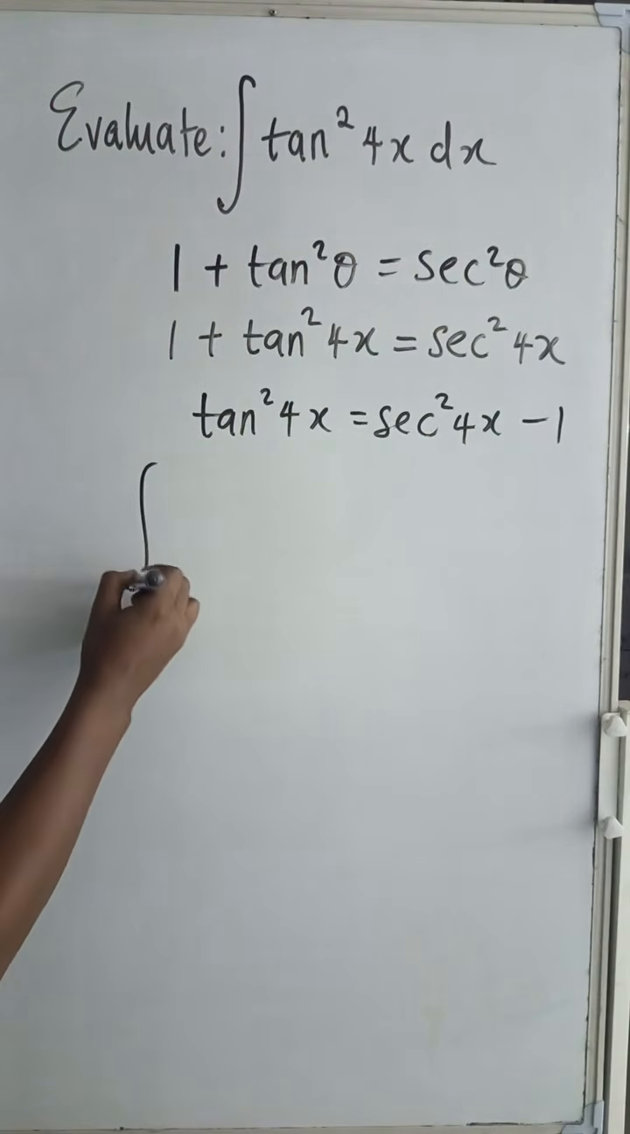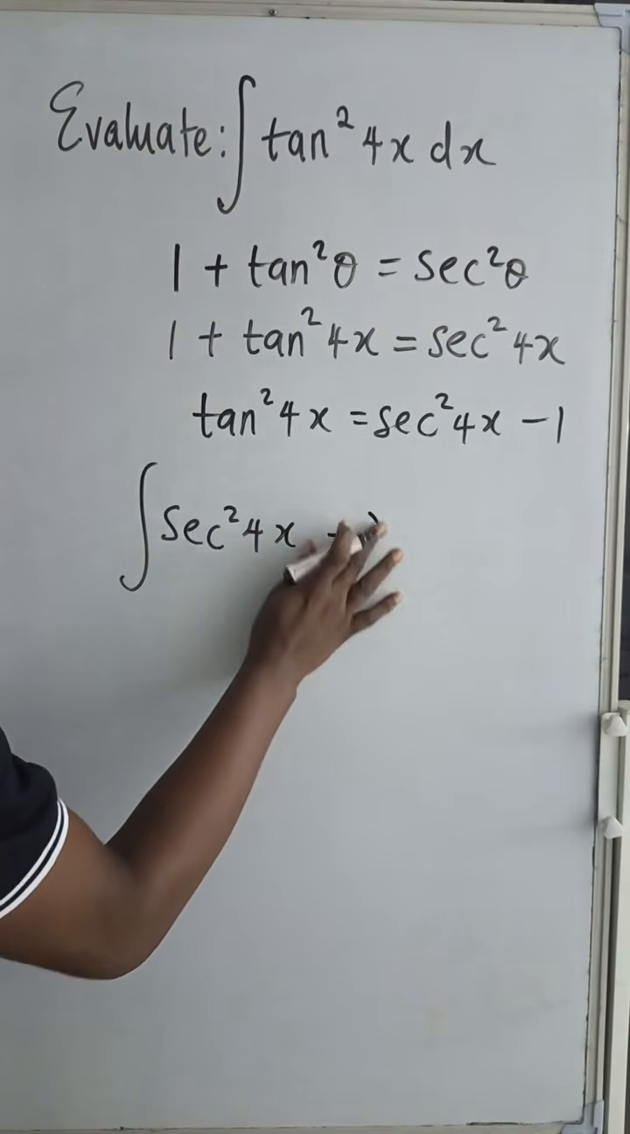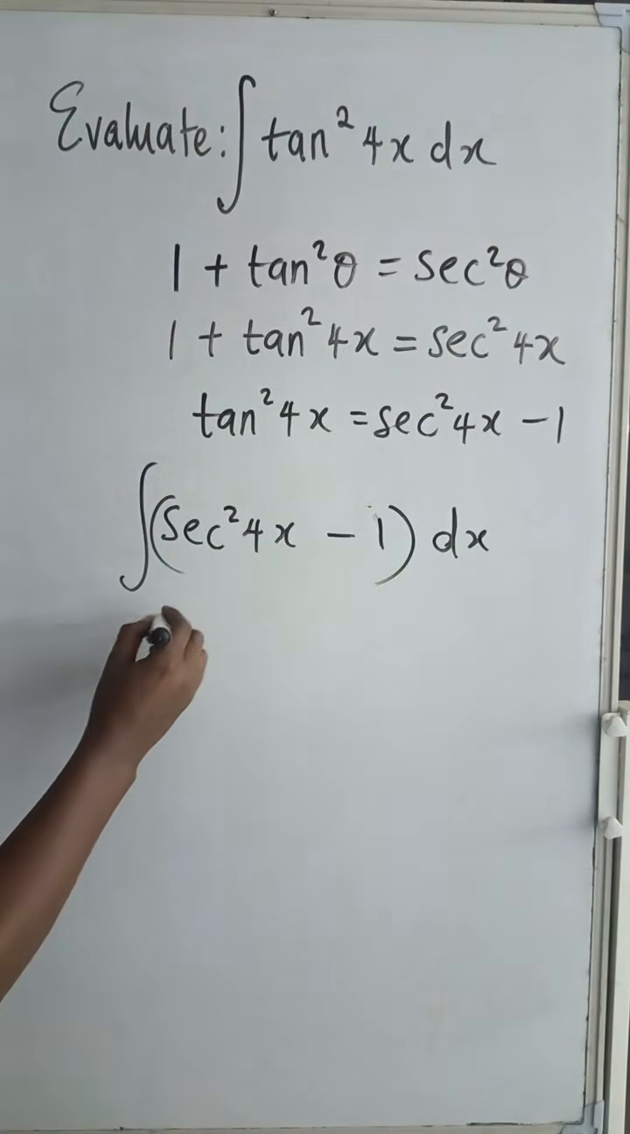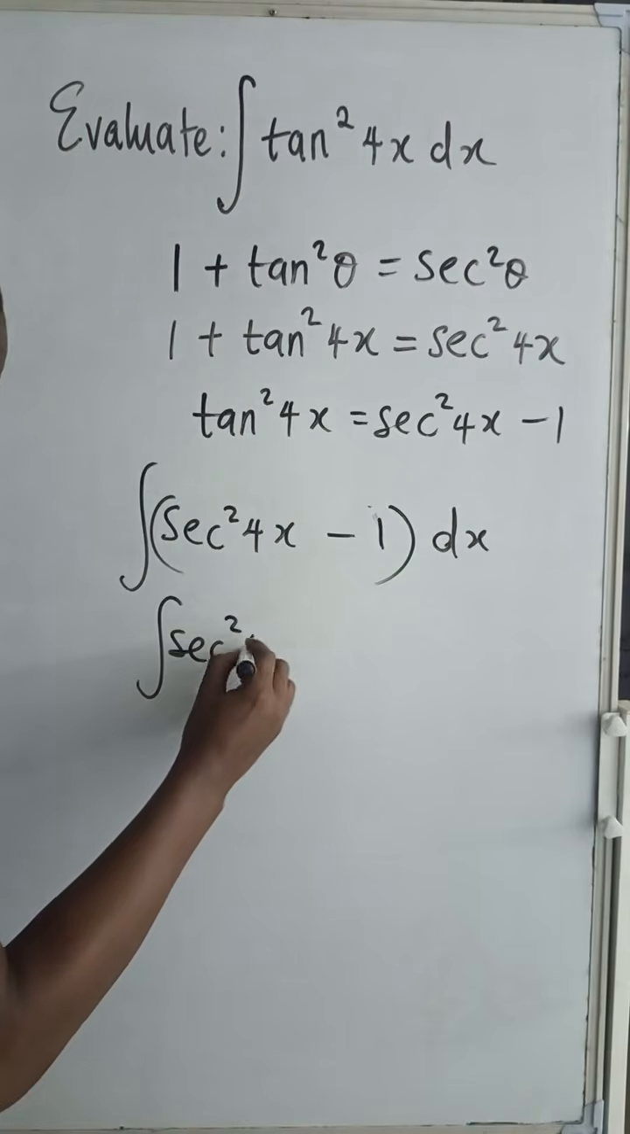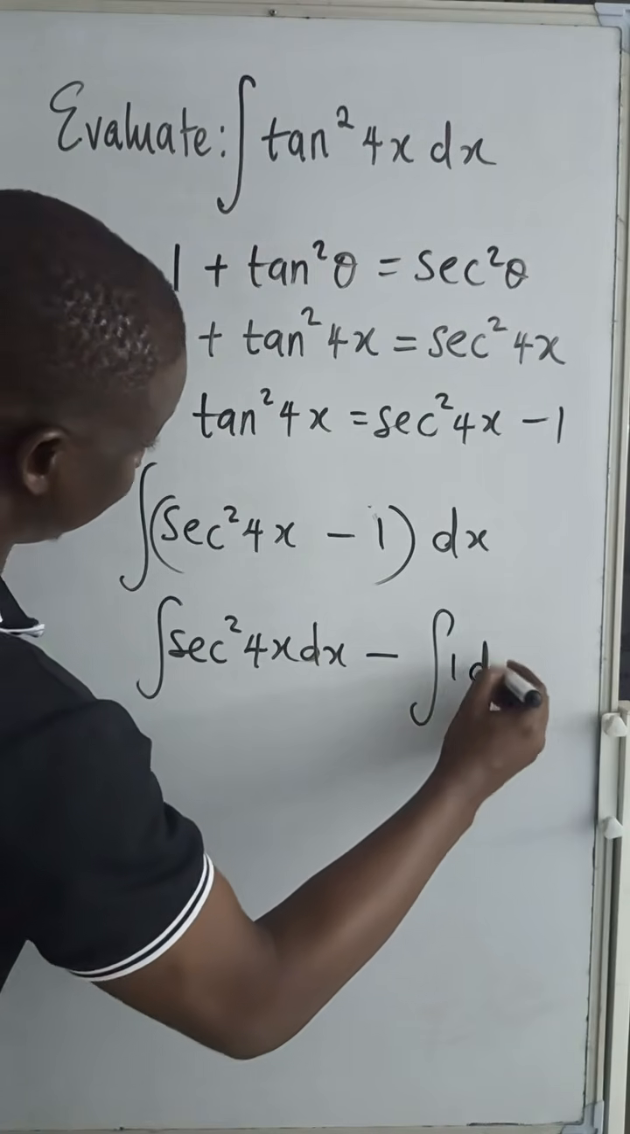So let's replace this one with this. So we are going to have the integral of sec square 4x minus 1 dx. This can also be written as the integral of sec square 4x dx minus the integral of 1 dx.